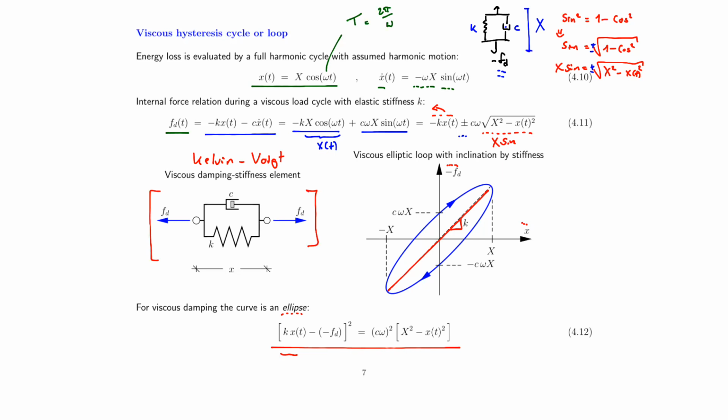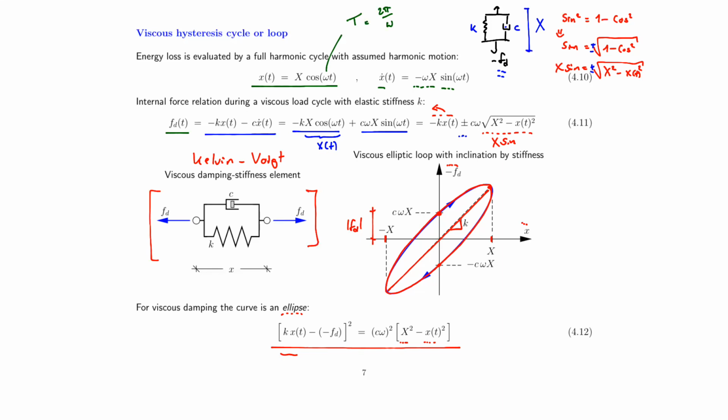Then you will have the x coordinate expressed in terms of capital X. That means that the maximum deflection in the positive and negative domain will be capital X, and the crossing of the vertical axis directly determines the amplitude of the damping force, given as c times omega times the amplitude X. And then we will have an elliptical shape of our hysteresis loop for pure viscous damping.